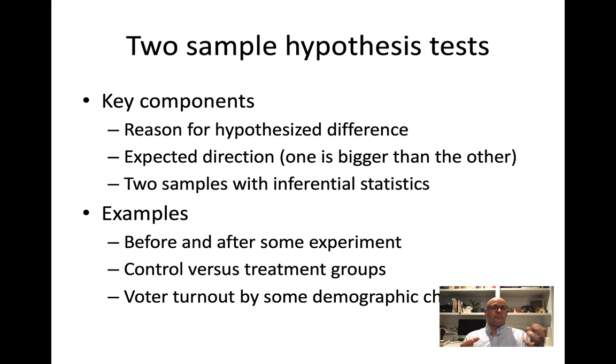So the key components of a two-sample hypothesis test are some reason, some expected direction, and two samples with inferential statistics. That means they are sampled well and that they're interval or ratio data. That works the best. Now, it also works for other data that are collected, ordinal or nominal data, as long as we can make some inferences from the samples to the population. So here are some examples of two-sample hypothesis tests.